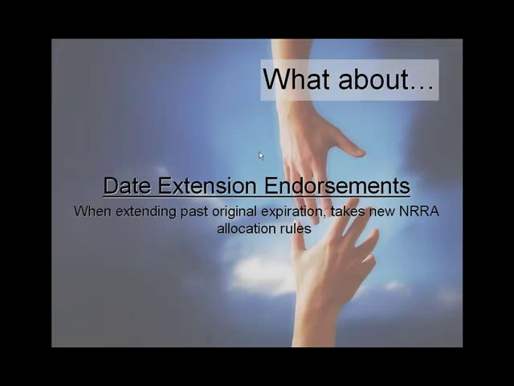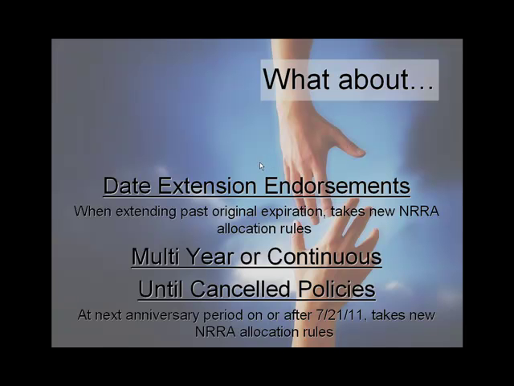Any date extension endorsement that extends the original policy past its original expiration date, which is on or after July 21st, 2011, will be considered to be effective after July 21st, 2011 and take on the new NRRA allocation rules. The same holds true for multi-year policies or continuous until cancel policies. At the next anniversary period on or after July 21st, 2011, the new premium allocation rules are applied.